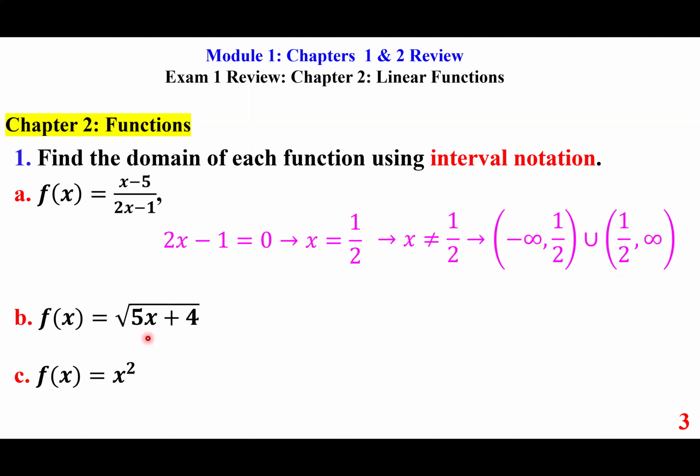F of x equals square root of 5x plus 4. Because the index is even, remember, when we don't write the index, it is 2. Then 5x plus 4 must be larger than or equal to 0. Move it and divide by 5. So x must be larger than or equal to negative 4/5. So it's from negative 4/5 to infinity.